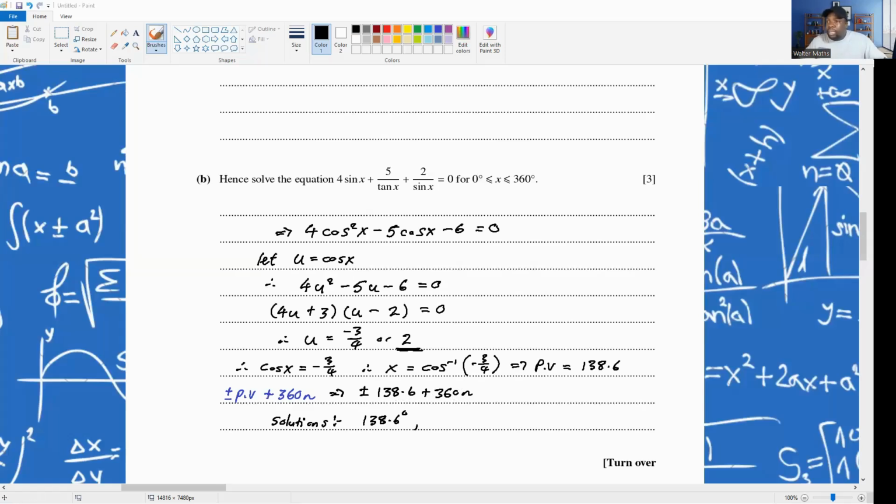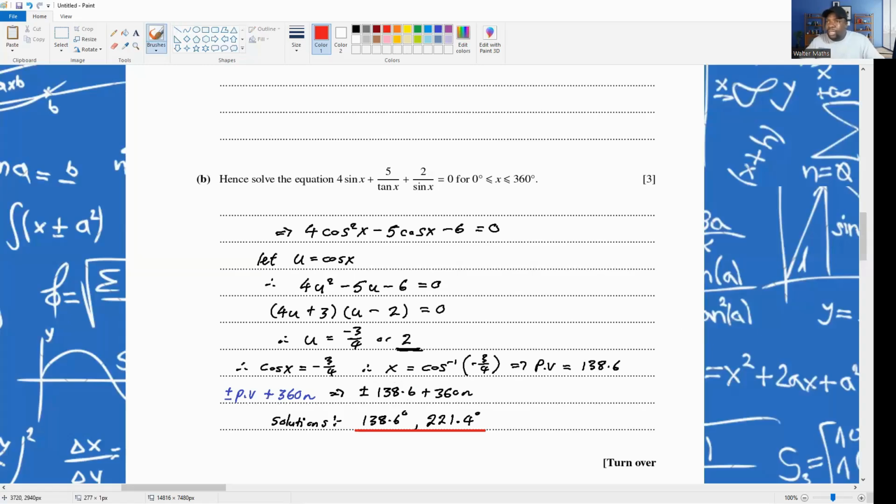Okay, minus 138.6 plus 360 gives us 221.4, which is within range. So I'll also have that 221.4 degrees. All right. Here we did negative 138.6 plus 360 of 1. Let's do positive 138.6 plus 360 of 1, which will be out of range. So actually, the two values that I'm getting, which are within range, are these ones here. These are the solutions here to part B.